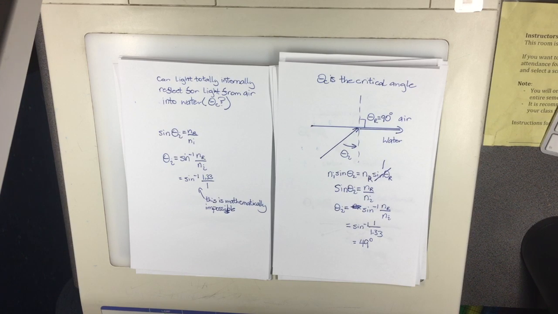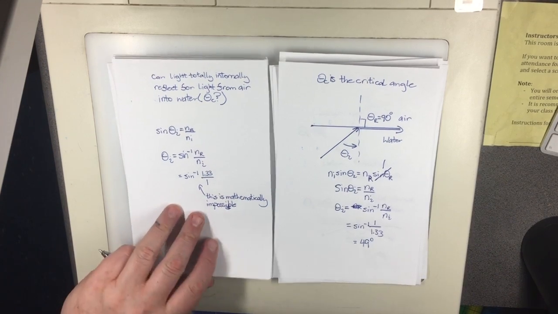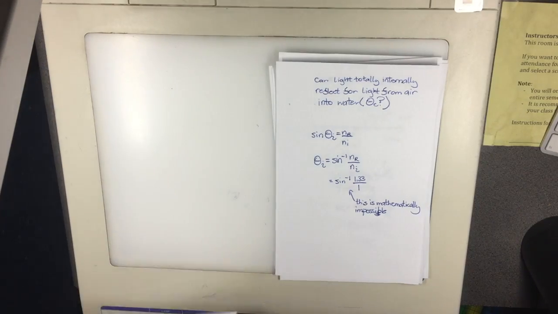So you can do a critical angle with light coming from water into air. It can do that. But if you're going from a lower to higher index of refraction, you cannot have total internal reflection. If you go from higher to lower, yes, entirely mathematically possible. But Snell's law has an issue with that.